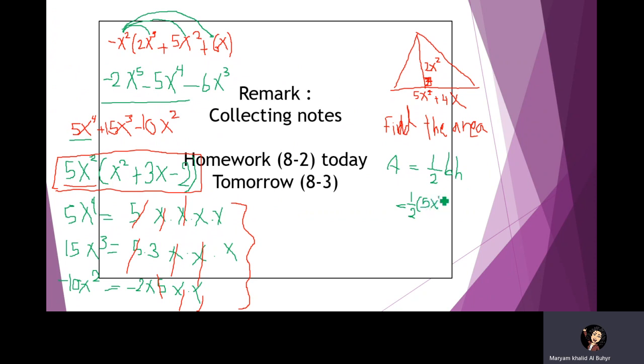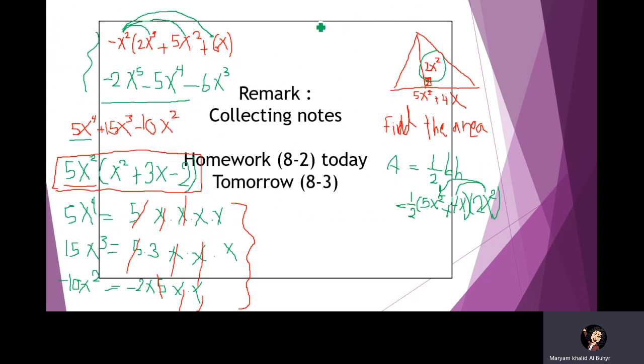5x to the power 2 plus 4x times, what is h? What is the height? This one. So just substitute your work and then x to the power 2, then distribute, which is exactly the same concept that I gave you here in this part.